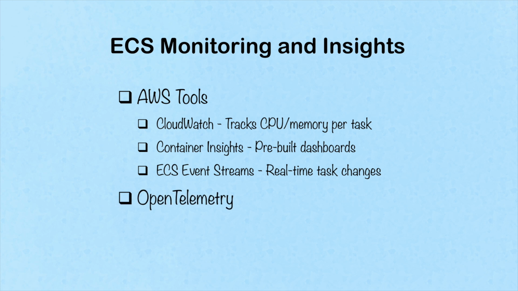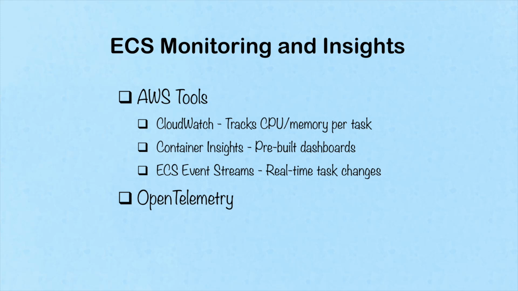OpenTelemetry for unified observability. While AWS tools cover infrastructure metrics, OpenTelemetry provides deeper, application-level insights. It automatically captures metrics, logs, and traces in a single framework, correlating data across microservices. With the AWS distro for OpenTelemetry, you can deploy OpenTelemetry collectors as ECS sidecars to instrument apps without code changes. Traces show request flows between services, while structured logs include task metadata for faster debugging.